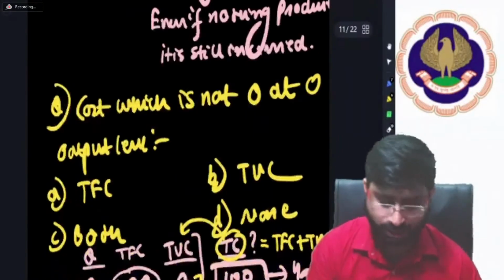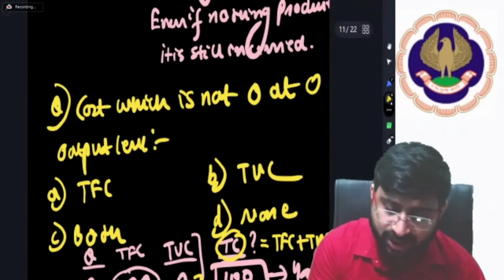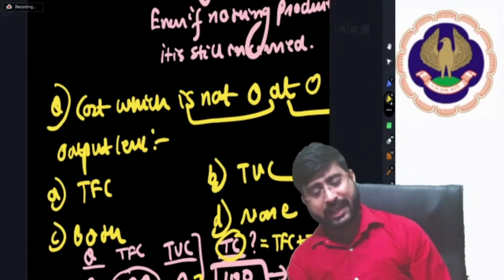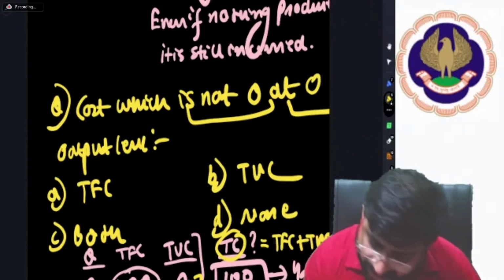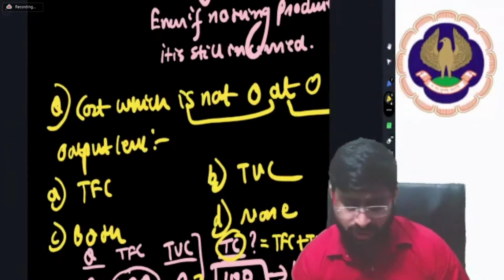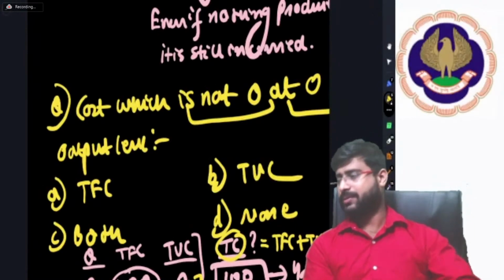Now I have a question. The question is very simple. Cost which is not zero at zero output level. So the cost that is still incurred even if nothing is produced, even at zero output level. What is it called? Is it called fixed cost, variable cost, both or none? What say, friends? Which one?